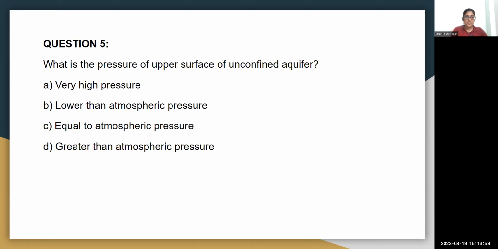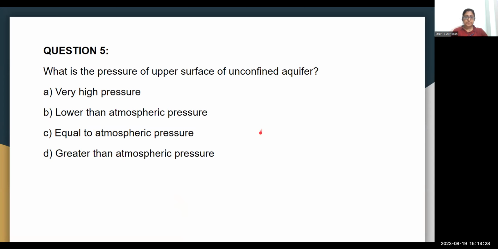Moving on to the first question. What is the pressure of the upper surface of an unconfined aquifer? Again, a very repetitive question that has been in the loop in the past few lectures. Does the water in the unconfined aquifer have a high pressure? Is it lower than atmospheric pressure, equal to atmospheric pressure, or greater than atmospheric pressure? Right, it is equal to atmospheric pressure.